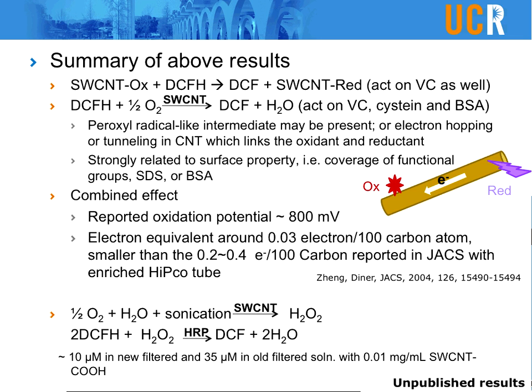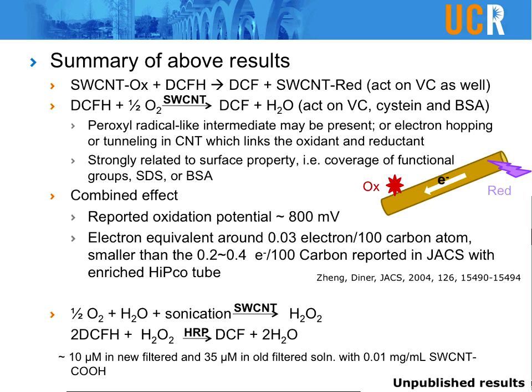So we actually observe the change in the carbon nanotube itself without oxygen. And then we calculated the electron equivalent in the carbon nanotube solution. However, what we got is only 0.03 electron per 100 carbon atoms. That could be due to the difference between the carbon nanotubes we use. They use the HiPco tube, and ours is not the HiPco generation.